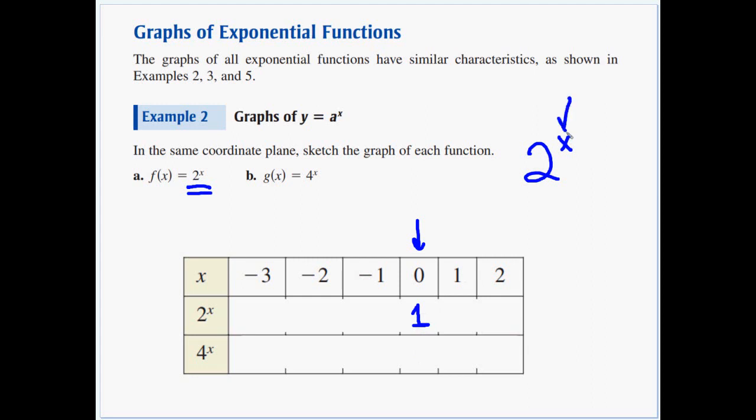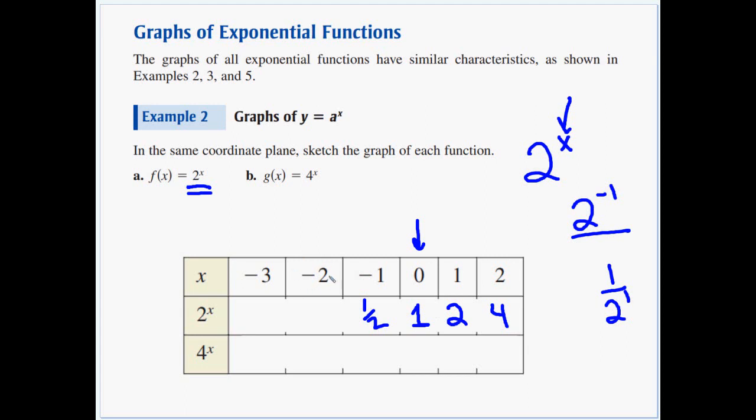And let's put in the whole number 1. 2 to the first power is 2. 2 to the second power is 4. All right, now let's do the negatives. So I would have 2 to the negative 1. Remember, a negative exponent means we can move that to the denominator. So that's the same thing as 1 over 2 to the first. So this would be a half.